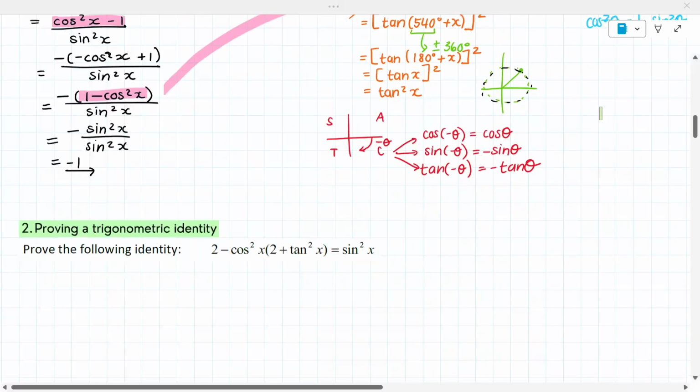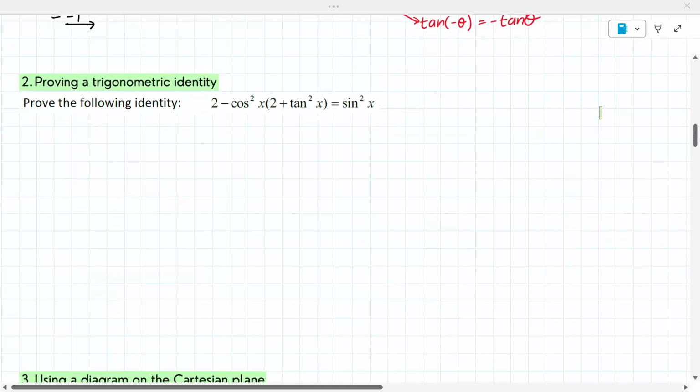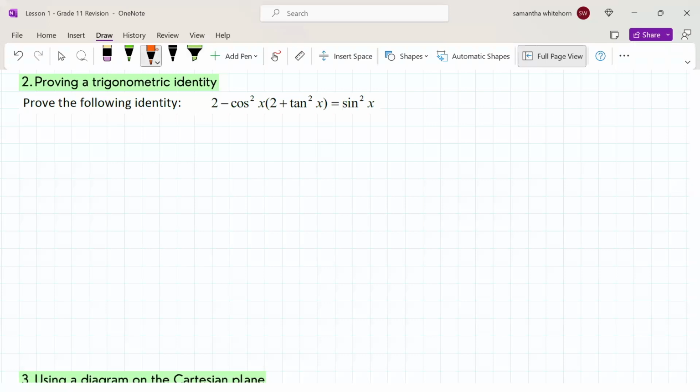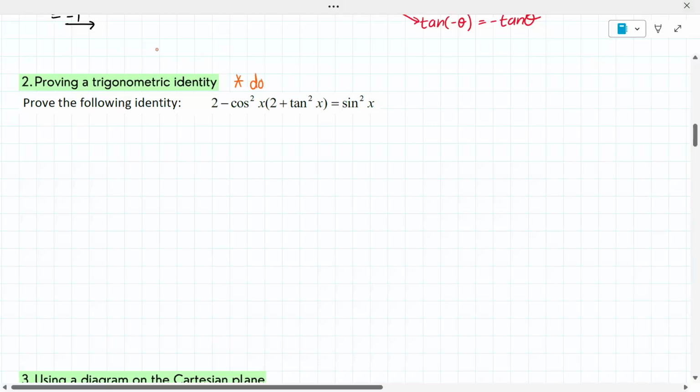Right, so let's have a look at the second type of question in trig where you have to prove an identity. So this is: prove the following identity. 2 minus cos squared x times 2 plus tan squared x equals sine squared x. Okay, now there's something really important we have to remember. You do not work this as an equation.